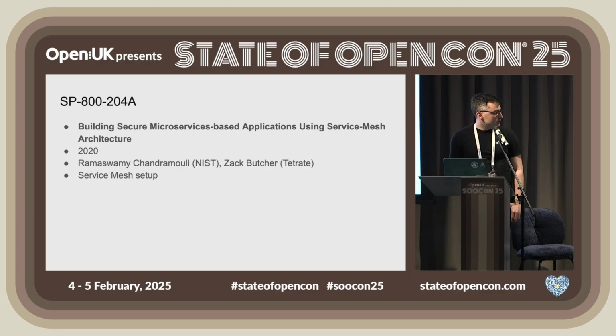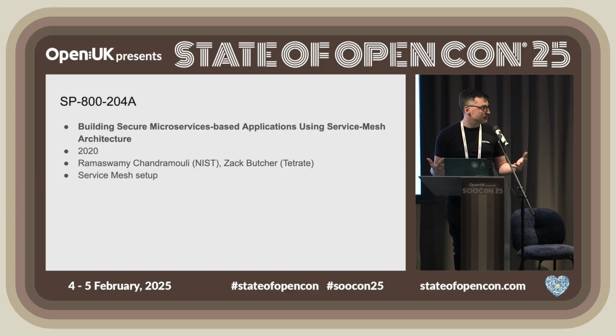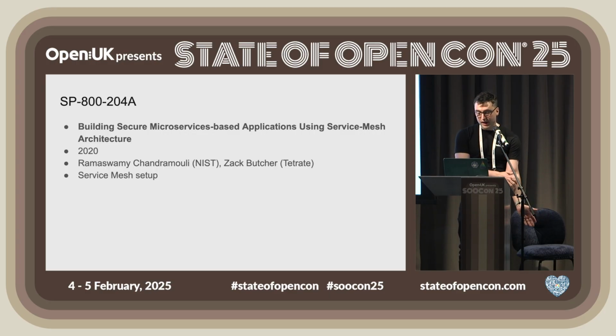So 204A, which was Muli and actually my colleague Zach at Tetrate, talks about building secure microservice-based applications, specifically using a service mesh, because as I say, it's only one tool in the box, but a service mesh is a tool that can tick a lot of these boxes. And it basically says, go look at 204, 204 original. It gives you a lot of strategies. A service mesh is a good way to hit a lot of them.